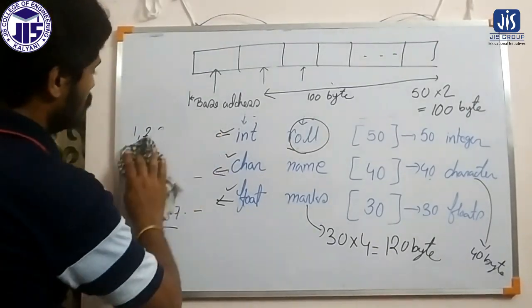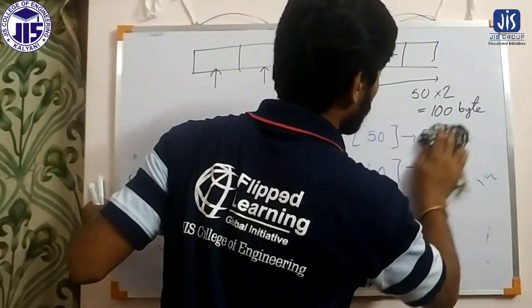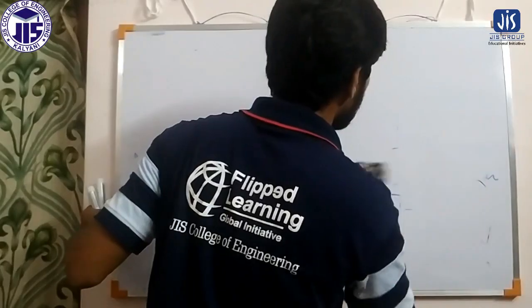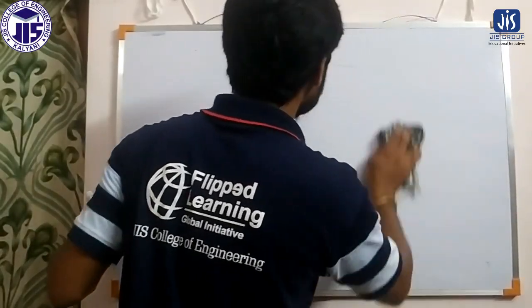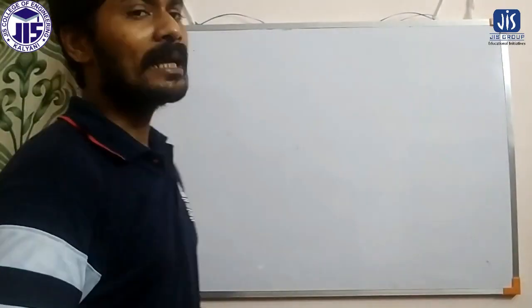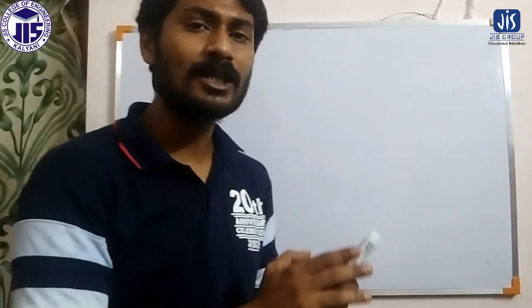Now we know how to declare an array. Now how will we take input into this array? Before that, we should know how to represent the elements of an array. In an array, the elements are always represented by their position.